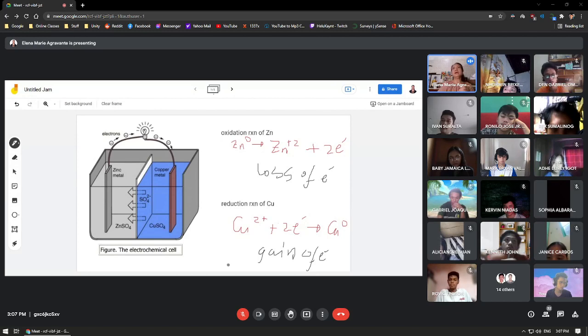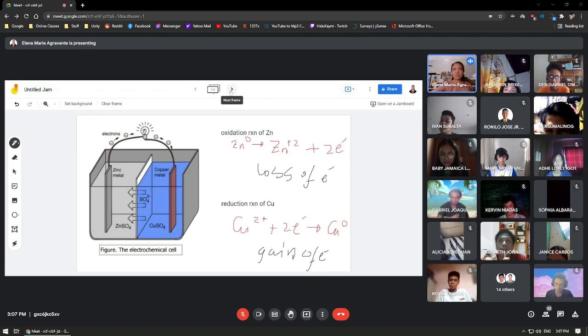Okay? And oxidation, from 0, it has become positively charged. Is that clear, guys? Questions? So, it doesn't mean to say that it's always positive 2. It can be positive 1 depending on the nature of the element.